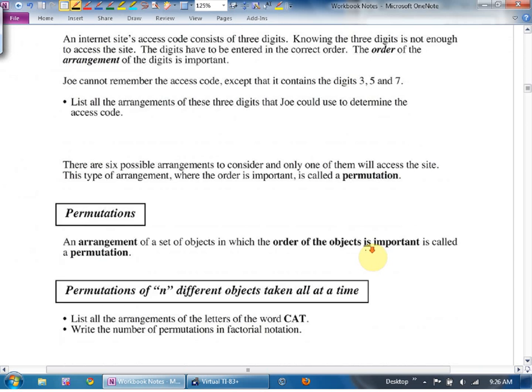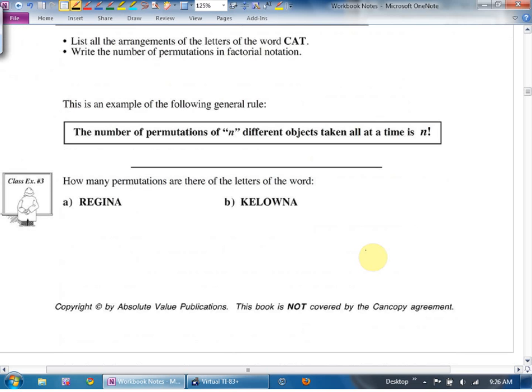How many permutations are there of the letters in the word Regina, the capital of Saskatchewan? Are all the letters different? Are we picking all the letters? Yep. How many letters are there? This is 7 factorial, which is also 7P7, but I think it's faster to go 7 factorial. Less typing.